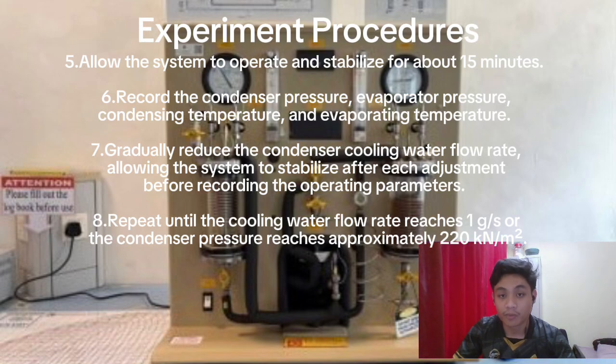Allow the system to operate and stabilize for about 15 minutes. Then record the condenser pressure, evaporator pressure, condensing temperature, and evaporating temperature. Gradually reduce the condenser cooling water flow rate, allowing the system to stabilize after each adjustment before recording the operating parameters. The last step, repeat until the cooling water flow rate reaches 1 gram per second or the condenser pressure reaches approximately 220 kN per meter square.